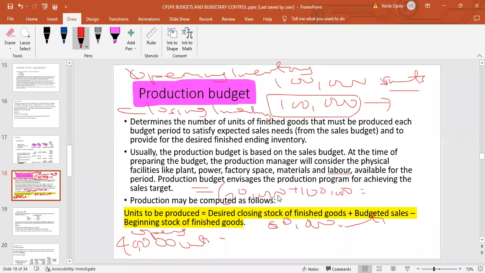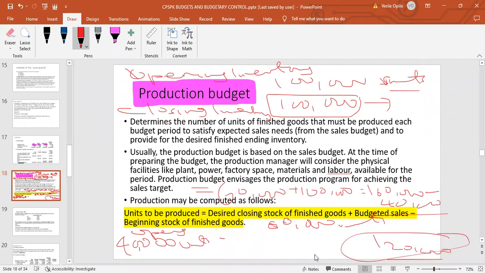So in this case, that will be equal to 160,000. If we were to cater for what we want to sell and what we want to be left with, then this equals 160 units. But we already have 40,000 units. So we already have 40,000 units in opening inventory, therefore we only need to produce 120,000 extra units.